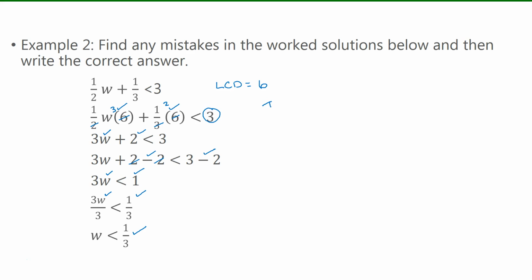So now I'll take note that they did not multiply the entire inequality by 6, only the left side.